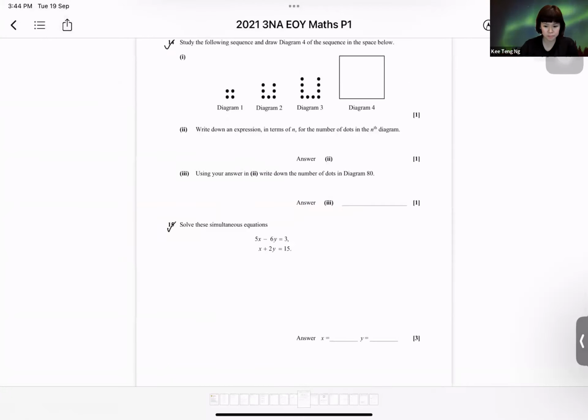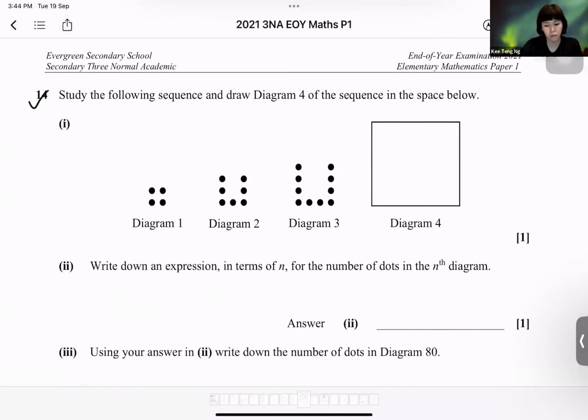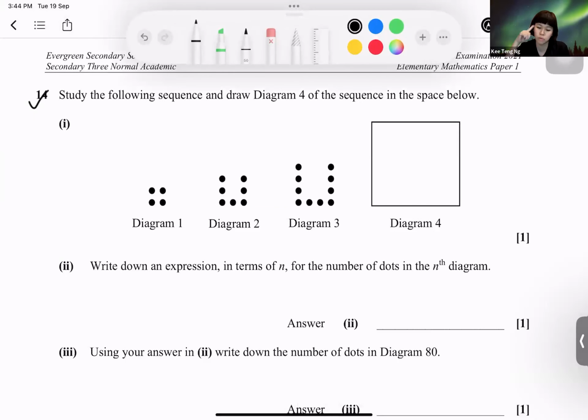Next question. Number pattern. All right. We have to see whether we can remember. Let's try to decipher this. Study the following sequence and draw the diagram on the space below. What happened? Oh, this one 1, 2, 3, 4. Then what happens? 1, 2, 1, 2, 3, 4, 5, 6, 7.